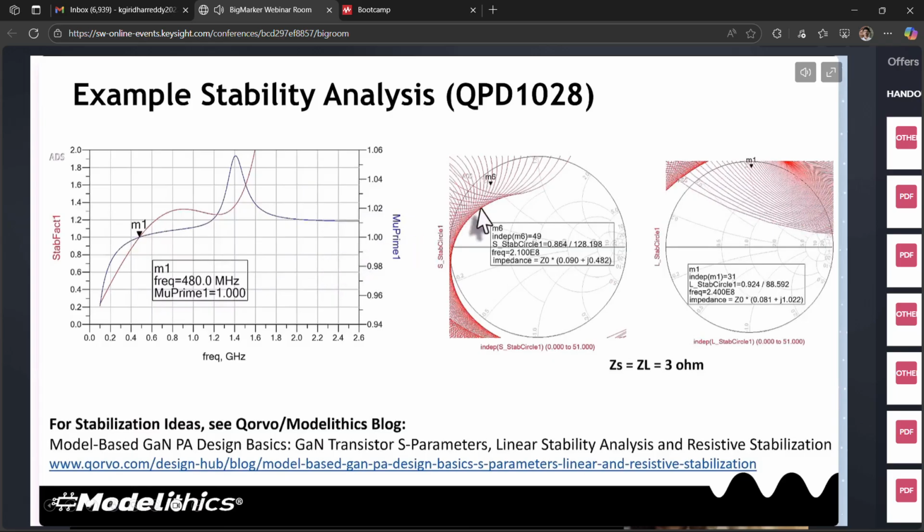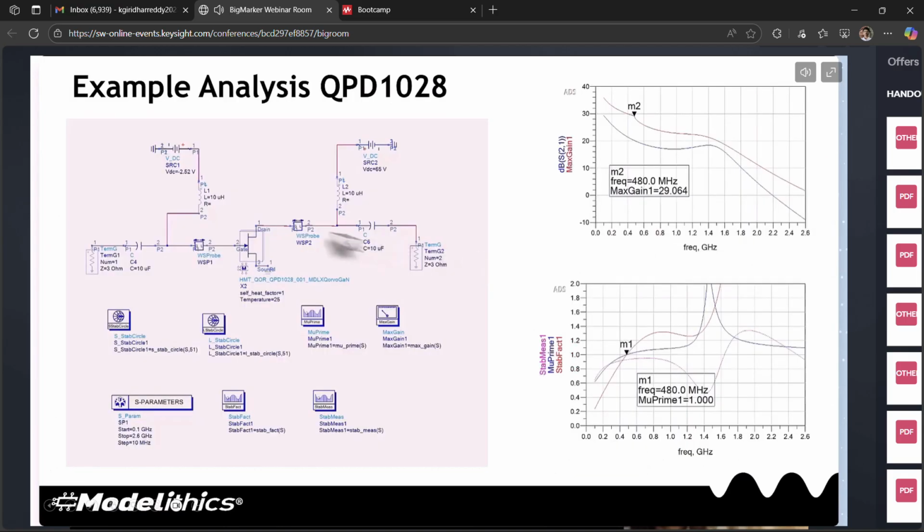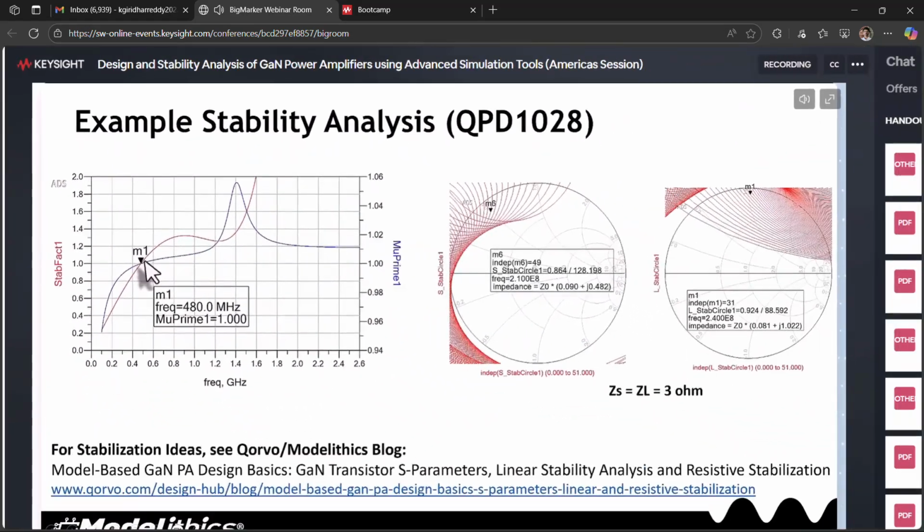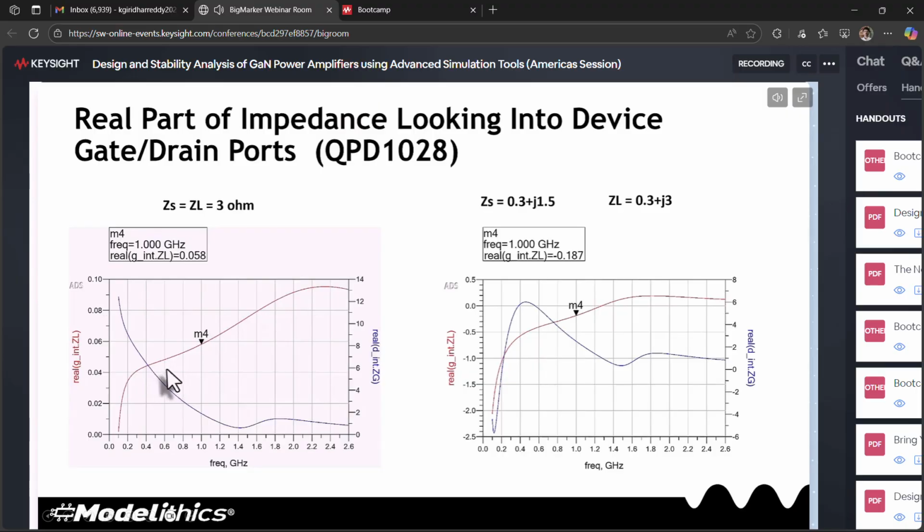I redid the analysis by first starting with the way this simulation is set up, with 3 ohms here and here, and I looked at the output of this probe analysis, shown here on the left. What we see is that both looking into the gate and the drain, the real part of the impedances stays positive. That's a good thing.